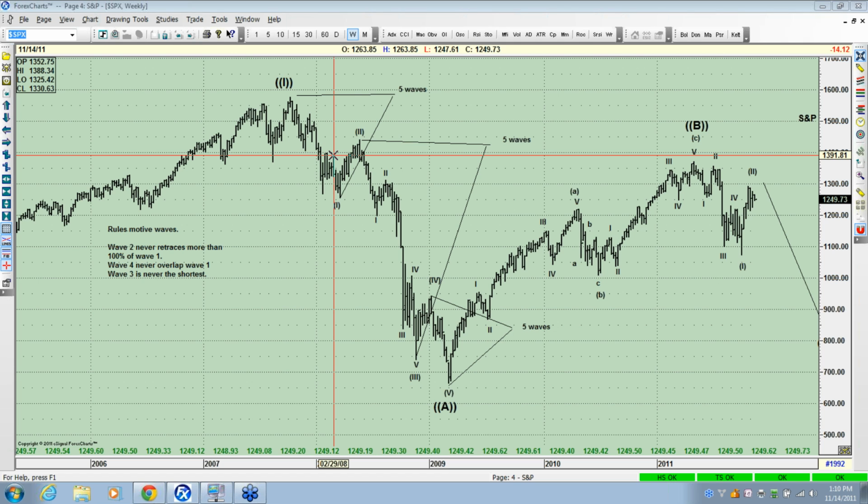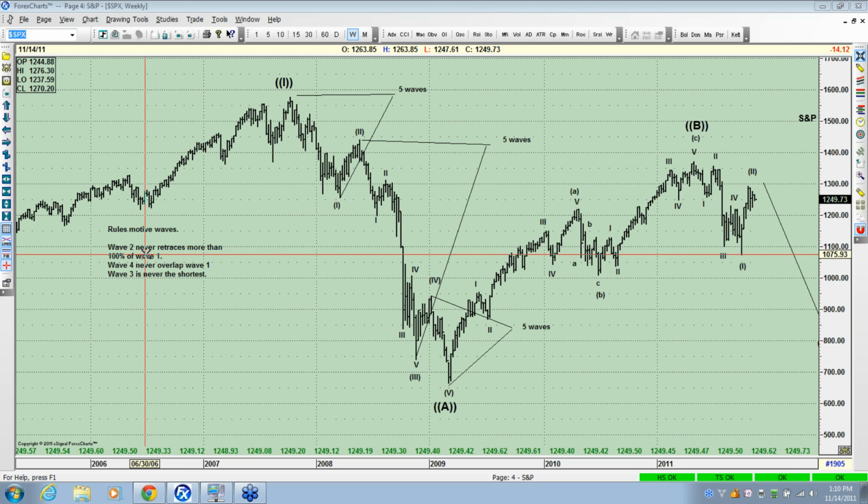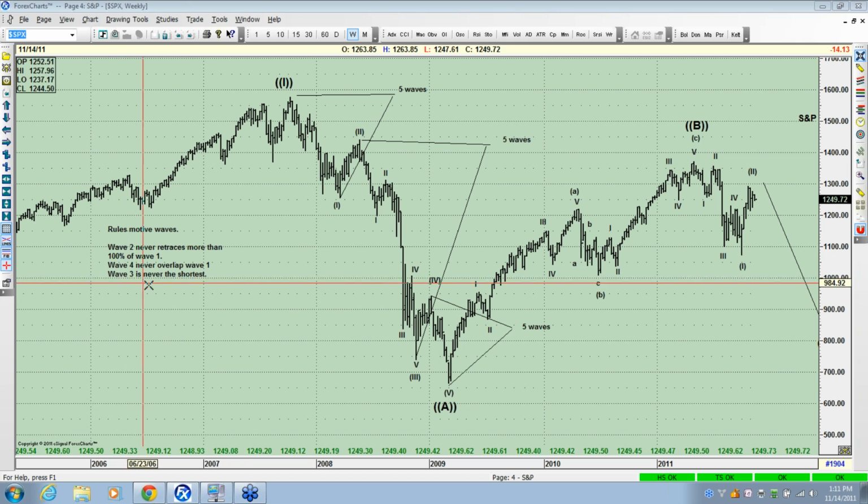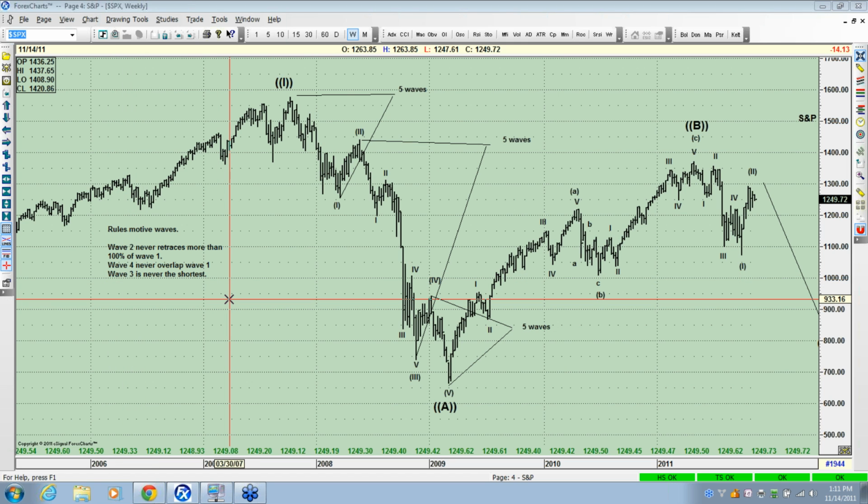Now, Motive Waves have three particular rules. First, wave 2 never retraces more than wave 1. Wave 4 never overlaps with wave 1, and wave 3 can never be the shortest one. That's very easy to understand. You don't need to read a whole book to understand these three rules. That's how you identify the Motive Wave.